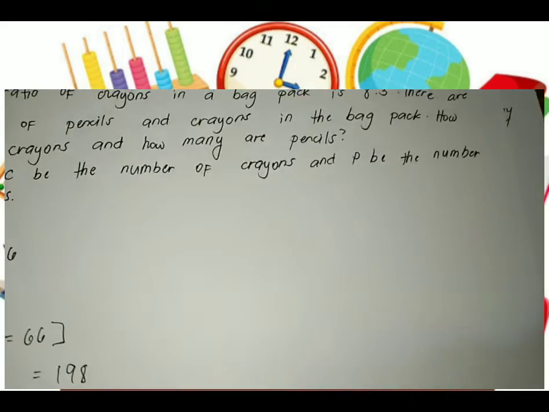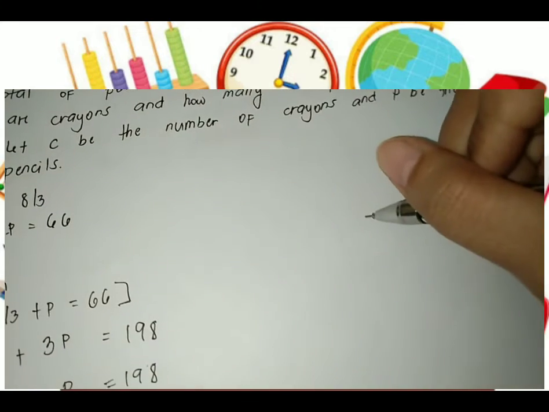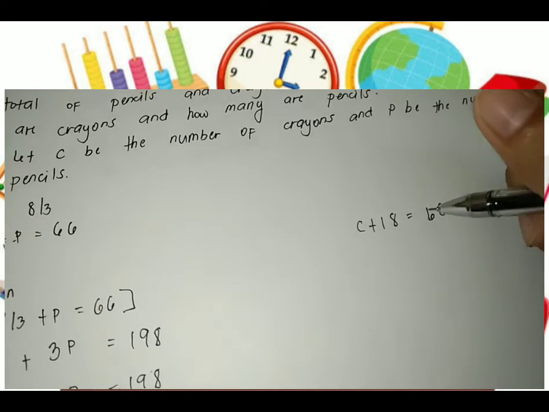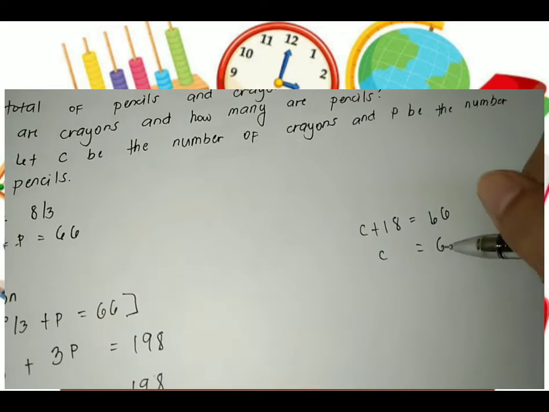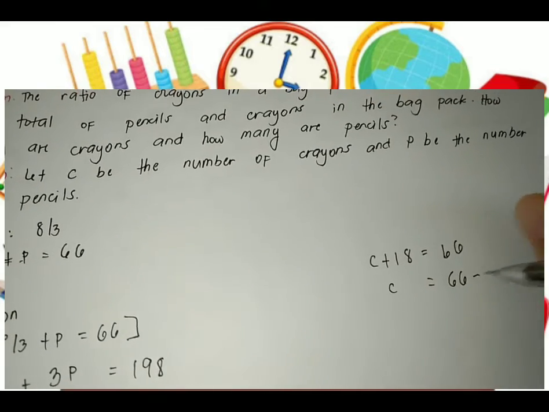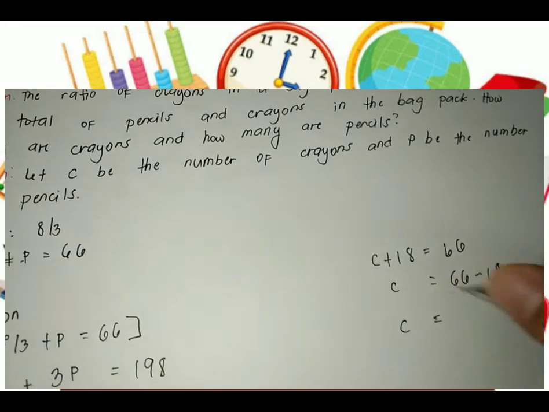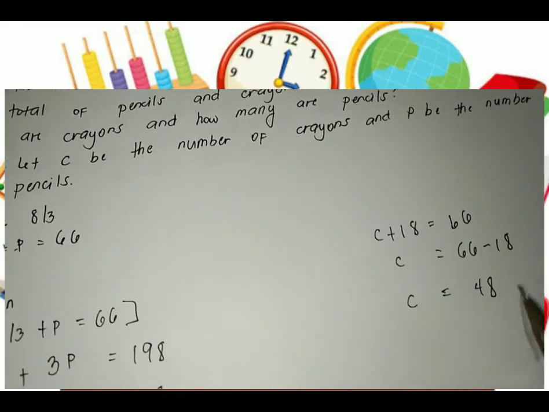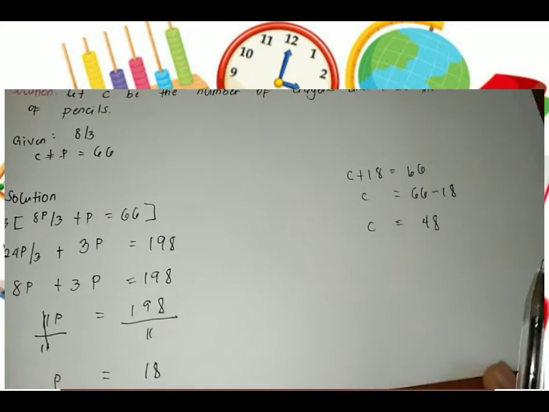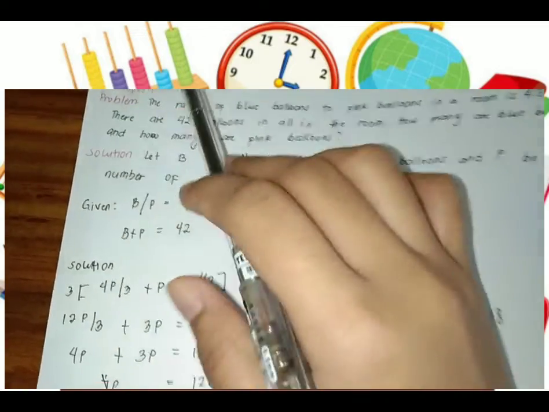Now we are going to look for the total number of crayons. So we have C plus 18 is equal to 66. Now the 18, we are going to transfer it to the right side of 66. So we have negative 18. So C is equal to 66 minus 18, which is 48. So the total number of crayons is 48 and the total number of pencils is 18.